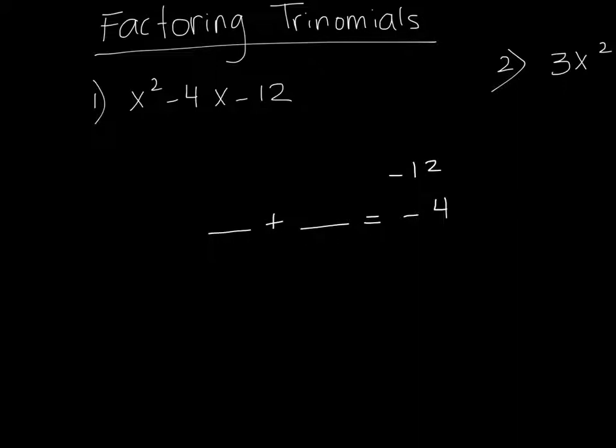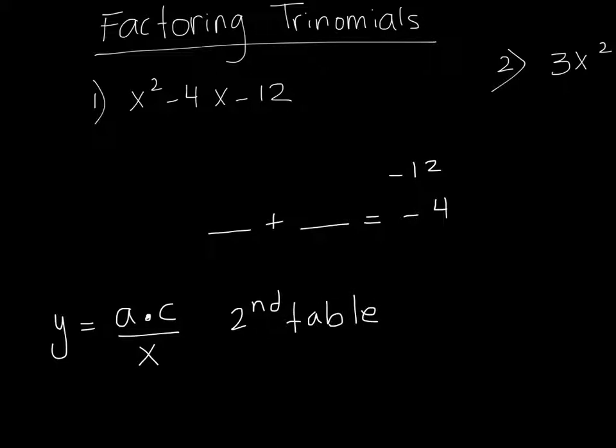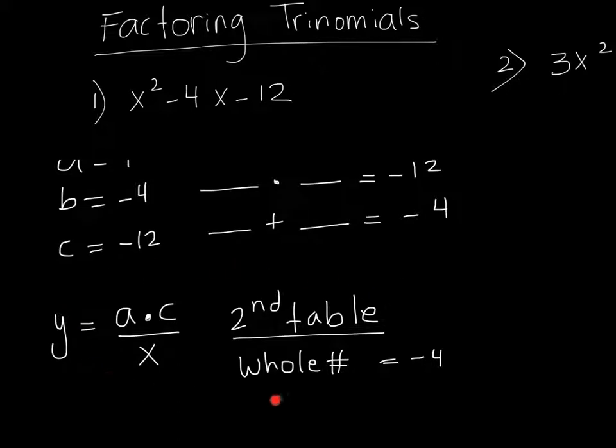If you have trouble finding these 2 numbers, you can go to y equals and put a times c, which is in this case -12 over x. Then you go to the second table. Then you try to find all the whole numbers, the x and the y, that would add to give you -4. Now, this is if you're having trouble finding the 2 numbers. But if you think about it, -6 times 2 is -12, and -6 plus 2 is -4. So we just found the numbers.